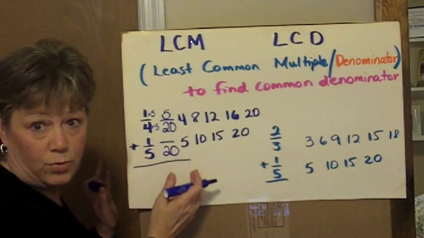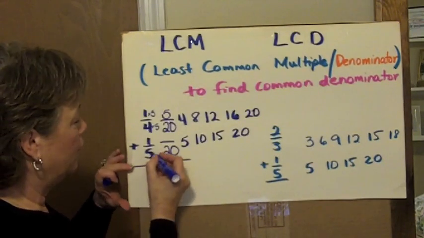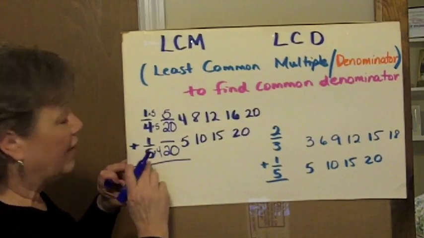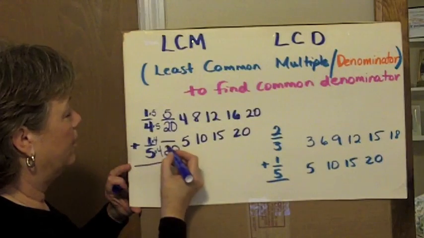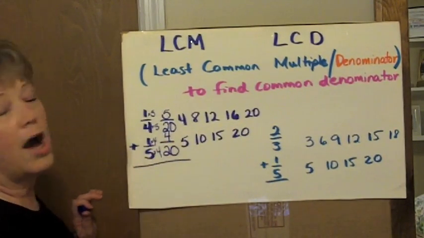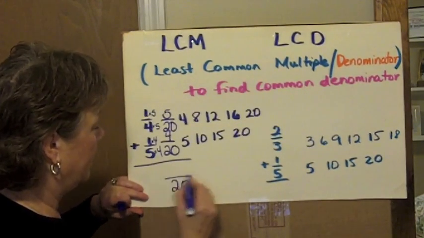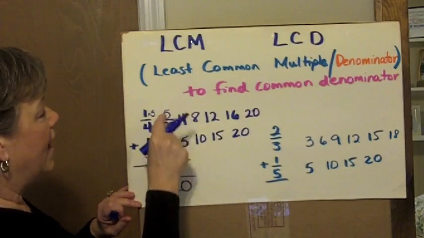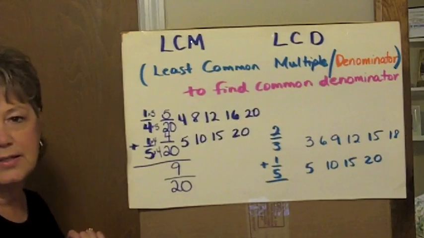And I'm going to do the same thing down here. 5 times what will give me 20? Well, right away I'm thinking, and I know you know it in your brain, it's 5 times 4. So if I do it to the bottom, I must do it to the top. 1 times 4, so that numerator becomes 4. Now I have a common denominator. My denominator is 20. I keep that, and I add the numerator. 5 plus 4 is 9/20ths.